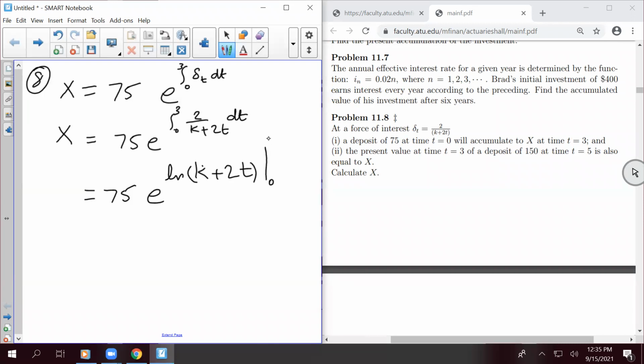Well, strictly speaking, the integral is the ln of the absolute value, but considering that the things involved are positive, we can just write parentheses instead of the absolute value. So 75 e power ln of k plus 6 minus ln k. Which 2 goes away? The constant 2. When you integrate, this 2 goes away. When you do u equals k plus 2t, the derivative makes the 2 go away.